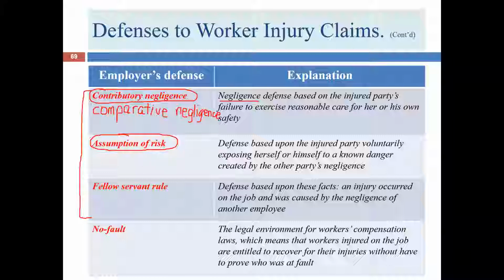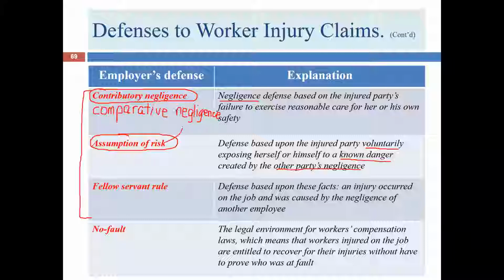The defense is based upon the injured party voluntarily, and when we say voluntarily, it doesn't mean he had other good choices, but he chose to come to work that day. He voluntarily exposed himself to a known danger created by the other party's negligence, in this case the employer. Maybe there was a different design of boiler that would have been safe, but the employer didn't bother with it. Well, once the employee knew that there was a chance that it could overheat and could result in burns for people who are in that environment, he assumed the risk and he loses his right to sue. Again, the law as it existed in 1880.